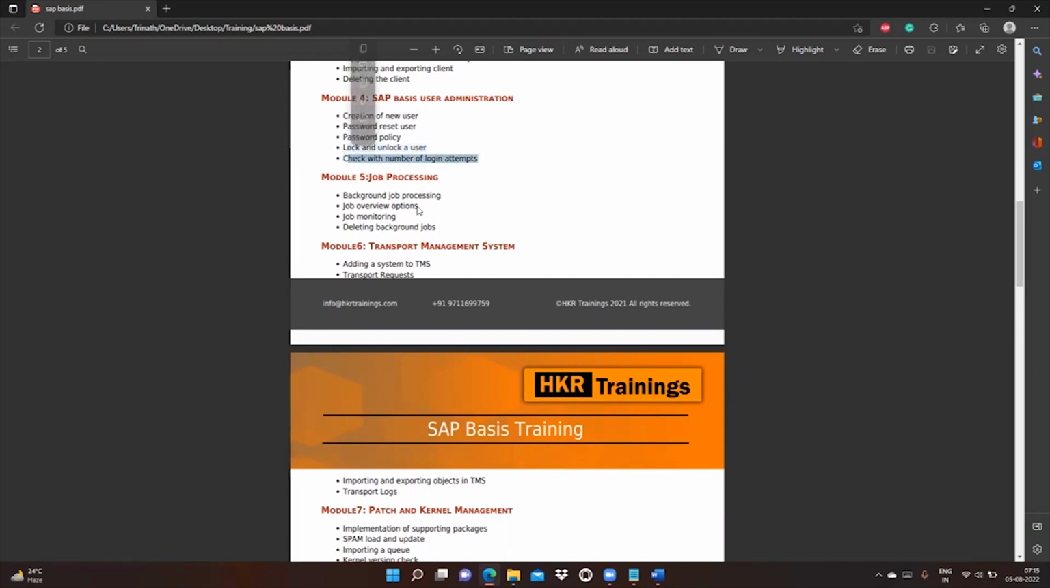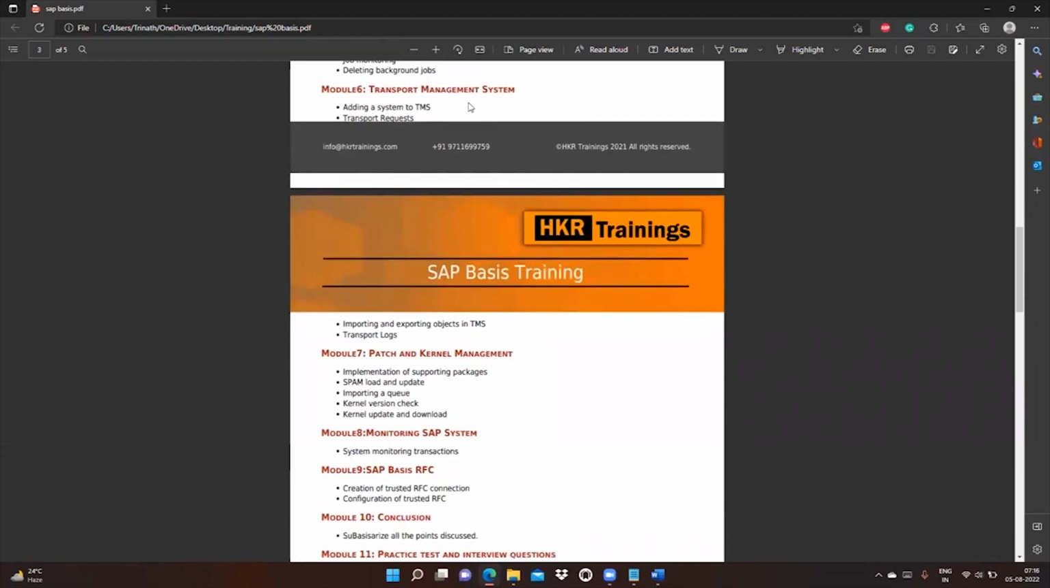And what is a background job, and how background jobs are created in the SAP system, and how we need to monitor them, those things will be discussed. And transport management system is a very important topic for the Basis consultant.